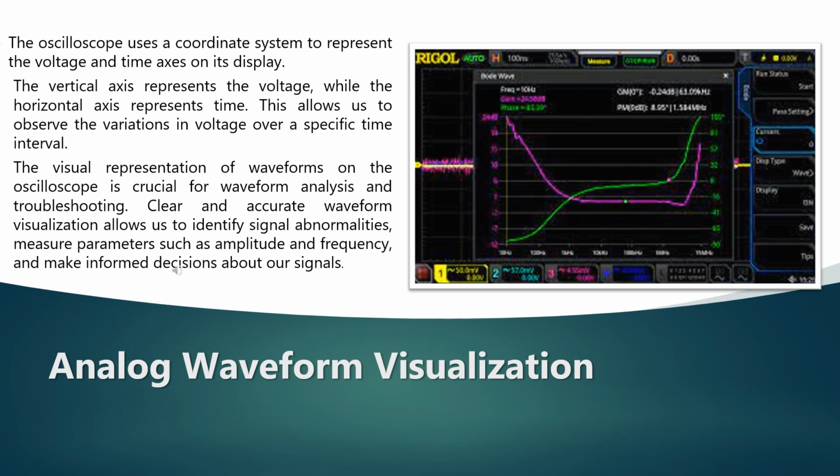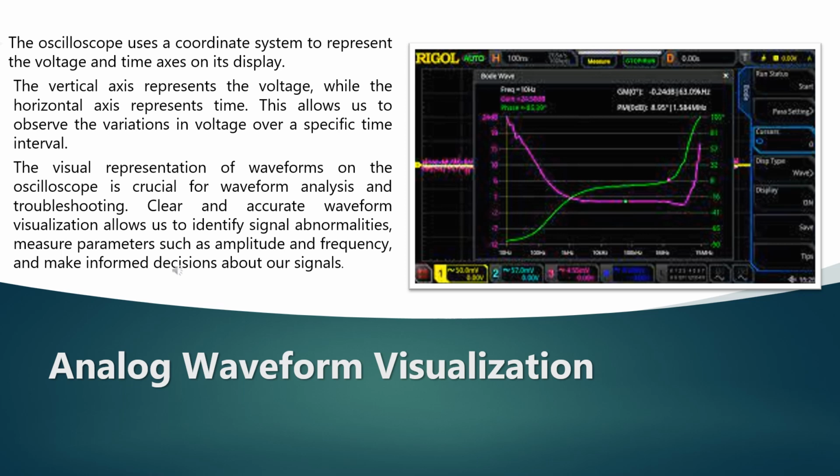Analog waveform visualization. The Rigol MSO5204 oscilloscope provides a clear and intuitive display of analog waveforms. Let's explore how it visualizes these waveforms on its screen. The oscilloscope uses a coordinate system to represent the voltage and time axes on its display. The vertical axis represents the voltage, while the horizontal axis represents time. This allows us to observe the variations in voltage over a specific time interval.